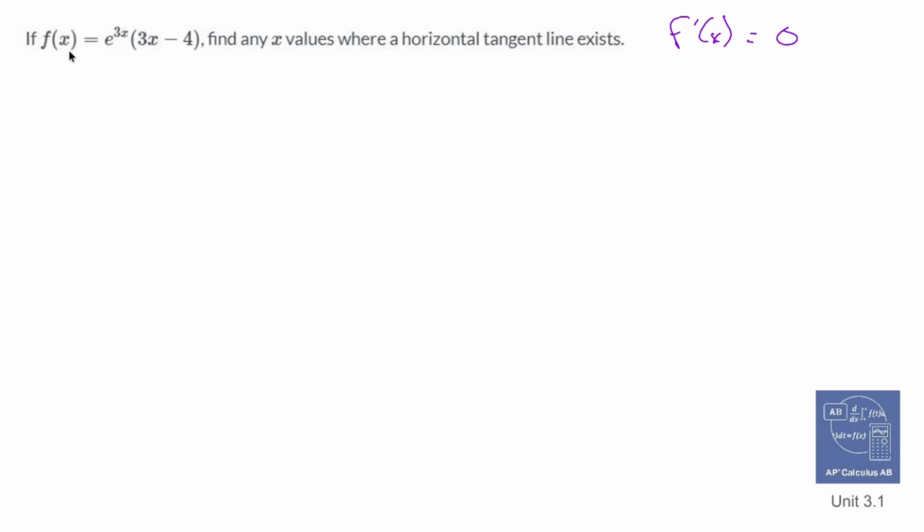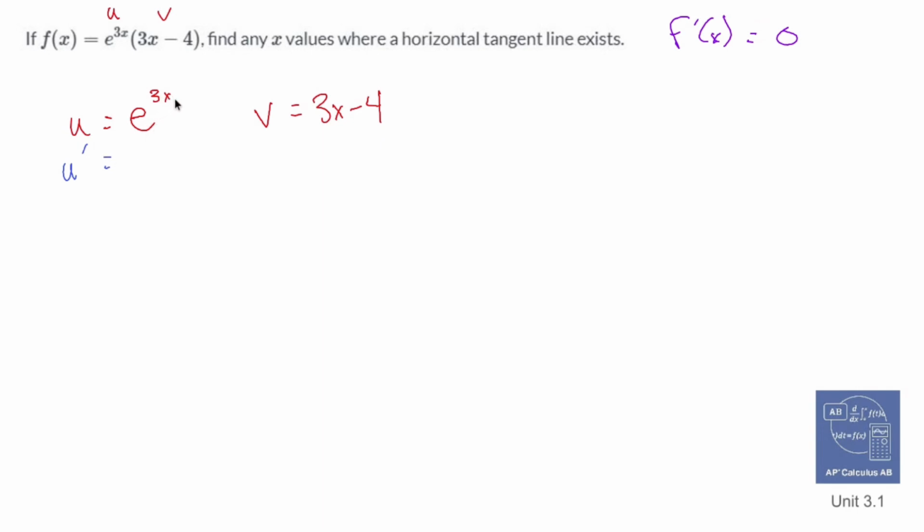So I've got to take the derivative of f. And this requires product rule. So I'm going to call u e to the 3x. I'm going to call v 3x minus 4. Now you might be thinking, this is 3.1. Why are we doing product rule? Well, here's why. Because now I have to find u prime of e to the 3x.